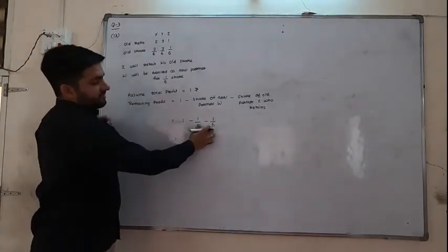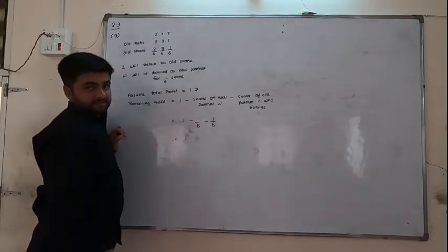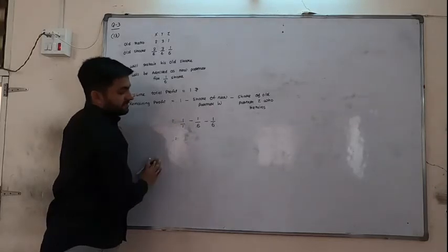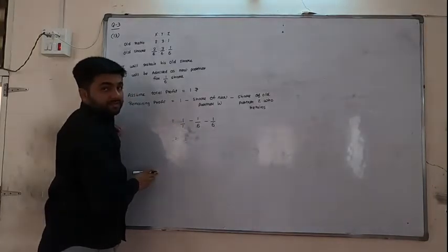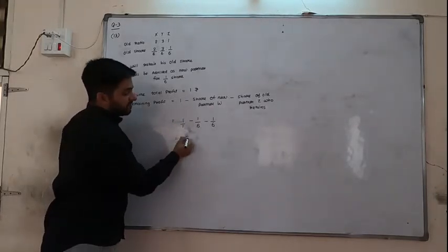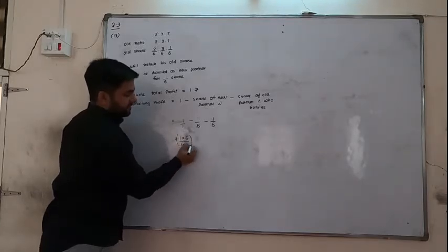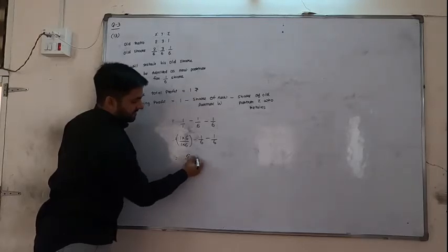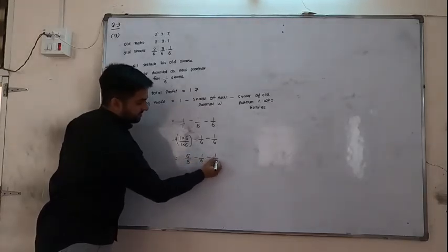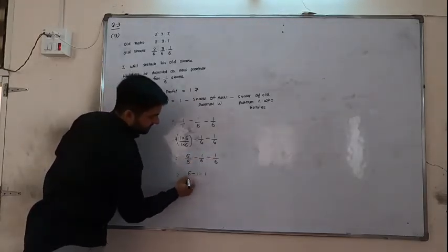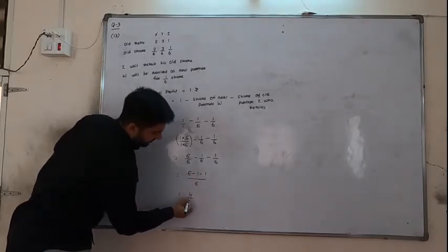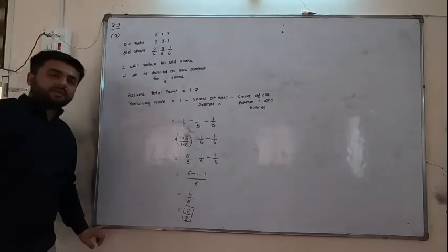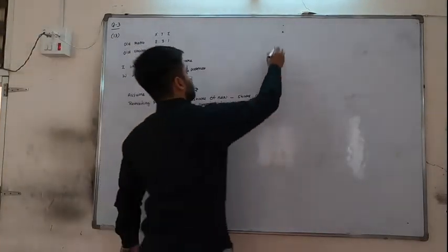Now how to solve the sum when there are 3 terms? Make all the denominators equal. Here 1 is there, so we will multiply it with 6. So 6/6 minus 1/6 minus 1/6. 6 minus 1 minus 1 is 4, so it will be 4/6, and we can write it as 2/3. Okay, in this way you have to do.